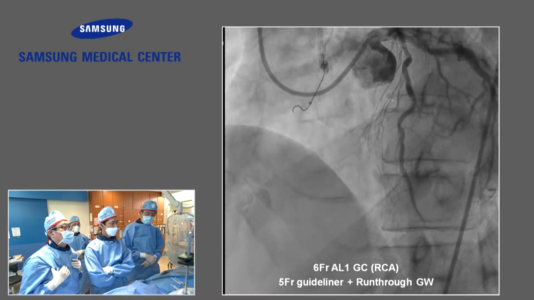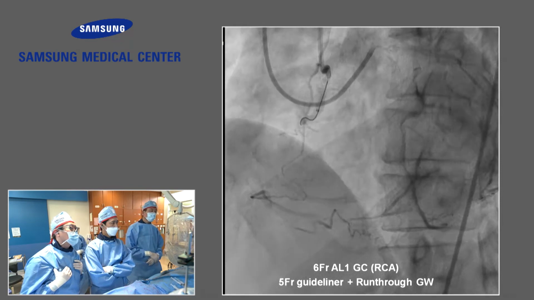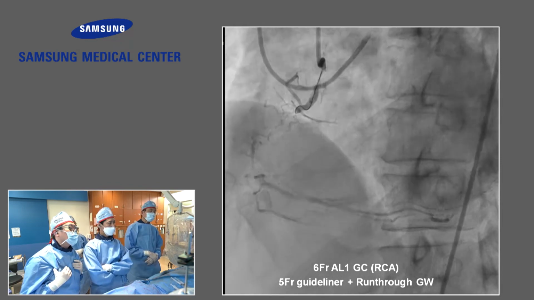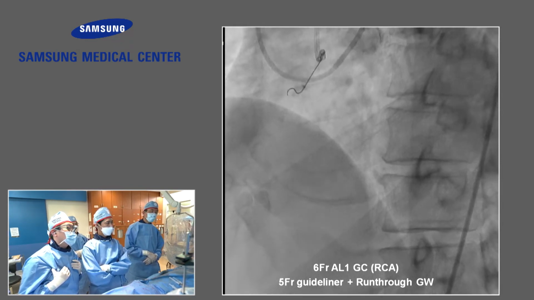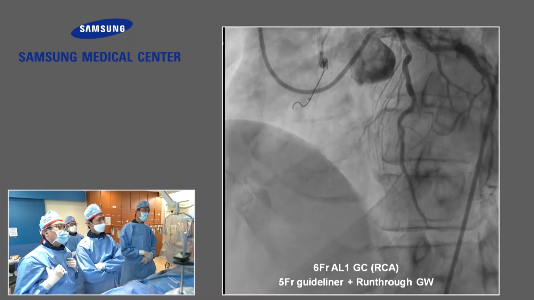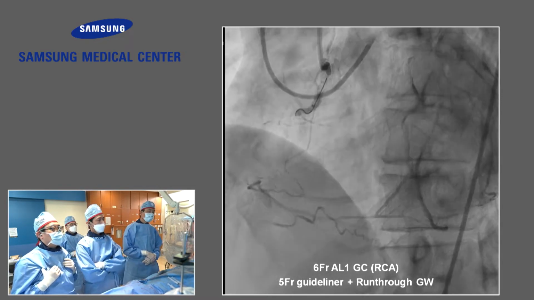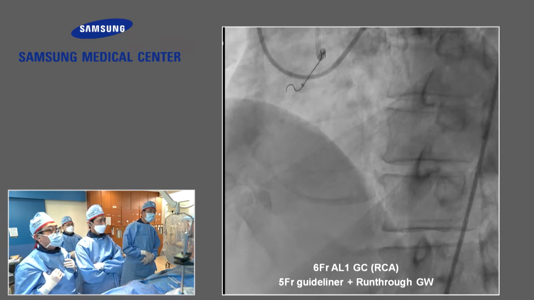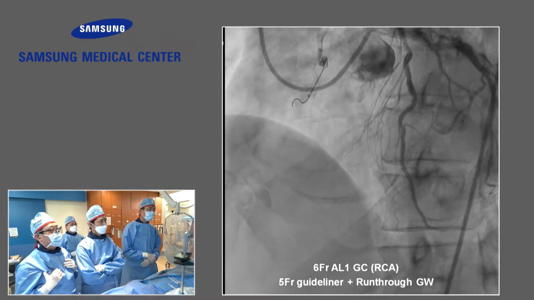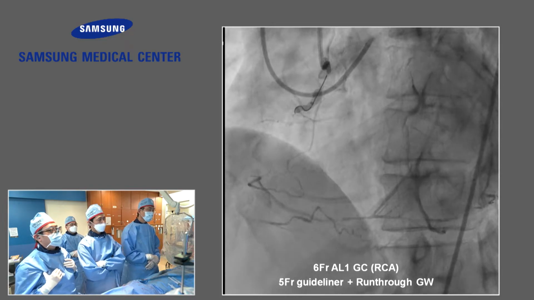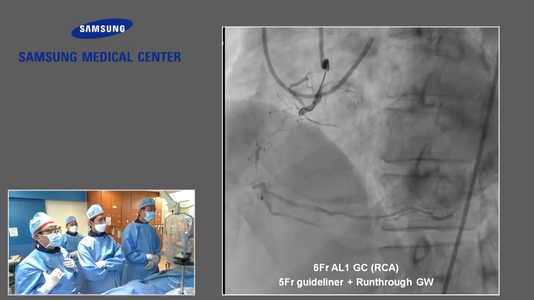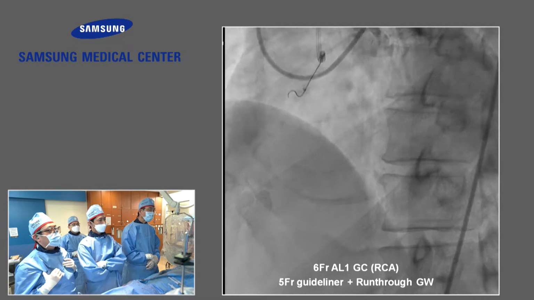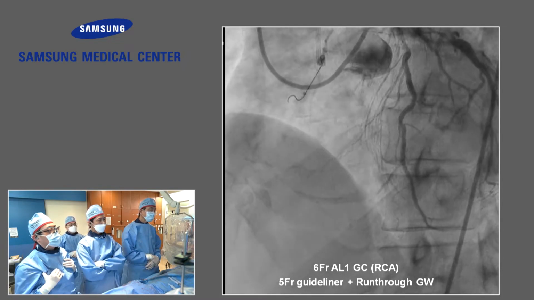Even if the AL1 guiding catheter is useful for the angiography, the backup support may be poor. So I tried to use the extension catheter for secure angiography and backup support. I use the 5 French Guideliner for the purpose. This is bilateral angiography. Next.